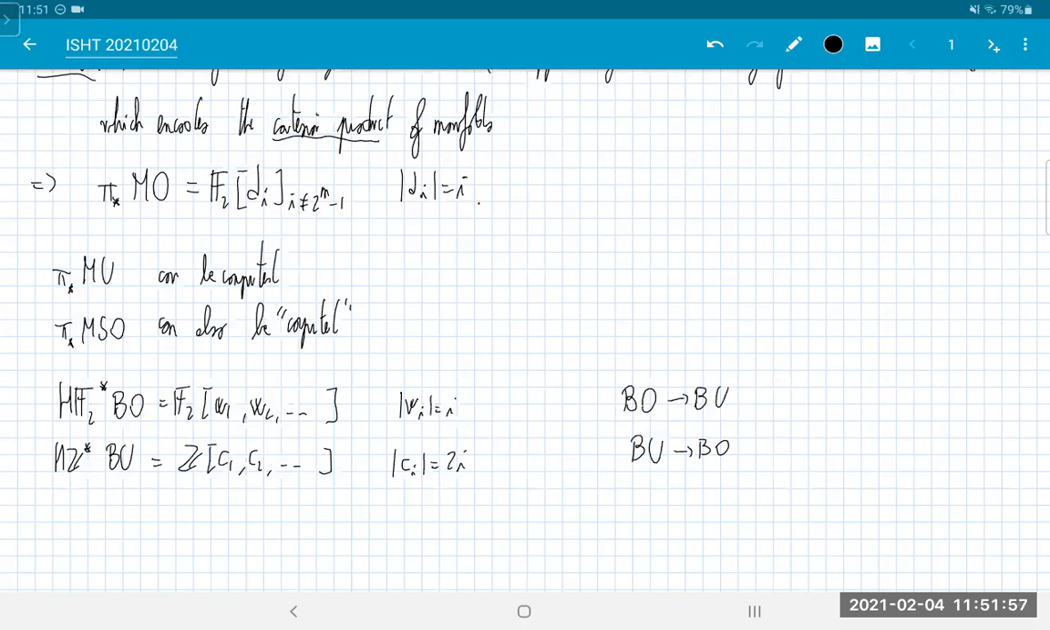And I hope this was interesting, though it's a bit sketchy. But yeah, see you on Monday. I think next week is the last week, right? If I'm not mistaken by the academic calendar. So I'll say a few words about the Adams spectral sequence.